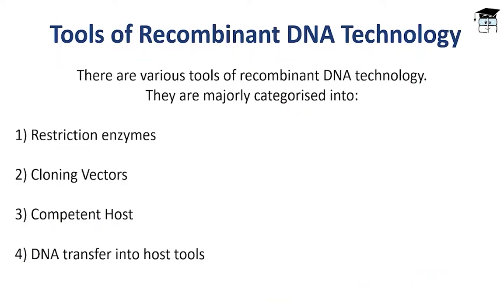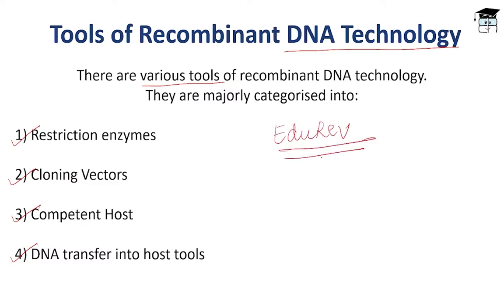Moving further with what are the tools of DNA technology. Now there are various tools of recombinant DNA technology and they are majorly categorized into restriction enzymes, cloning vectors, competent host and DNA transfer into host tools. These are the tools that I will list only in this video, which is provided by EduRef. These are the major classifications simplifying what is written in your NCERT.